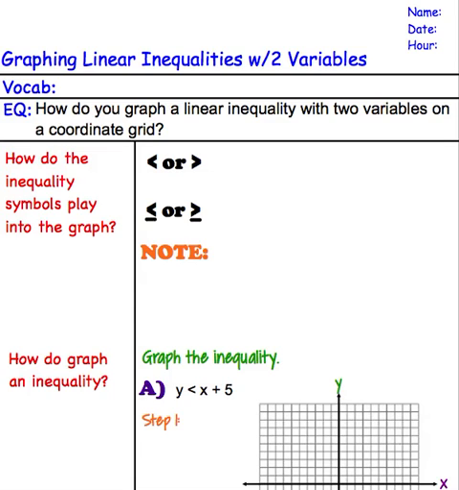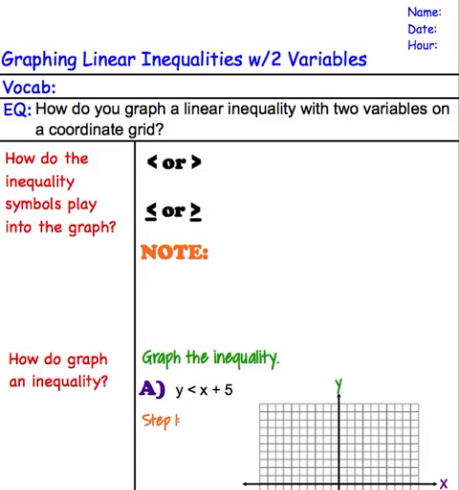Section 2.5 deals with graphing linear inequalities. Remember, when we graphed regular inequalities on a number line, we dealt with open and closed circles. If it was greater than or less than, it was an open circle. If it was greater than or equal to, or less than or equal to, it was a closed circle. Now we're graphing linear inequalities, which is on a coordinate grid.